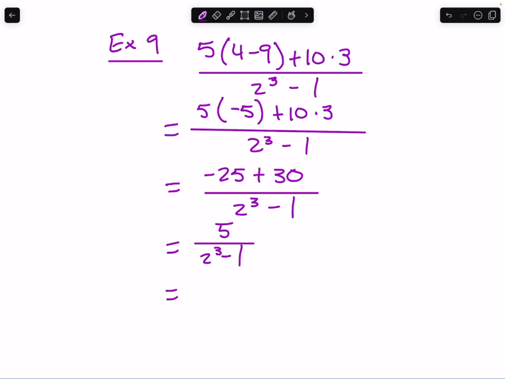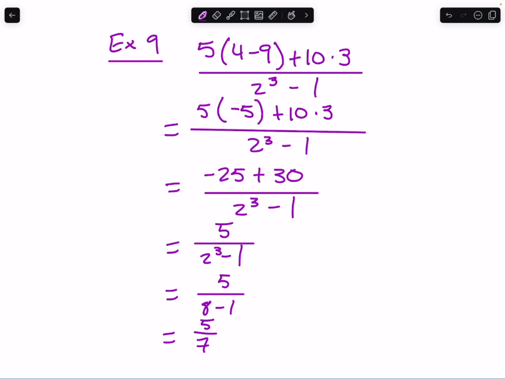Now dealing with the denominator, 2 to the third is the first thing we do because it's an exponential expression. So we get 5 over 2 to the third, which is 8 minus 1. Now we just have subtraction. So we have 5 over 8 minus 1, which is 7. So our final answer here is 5 over 7. We can't reduce that any further, so that is our final answer.